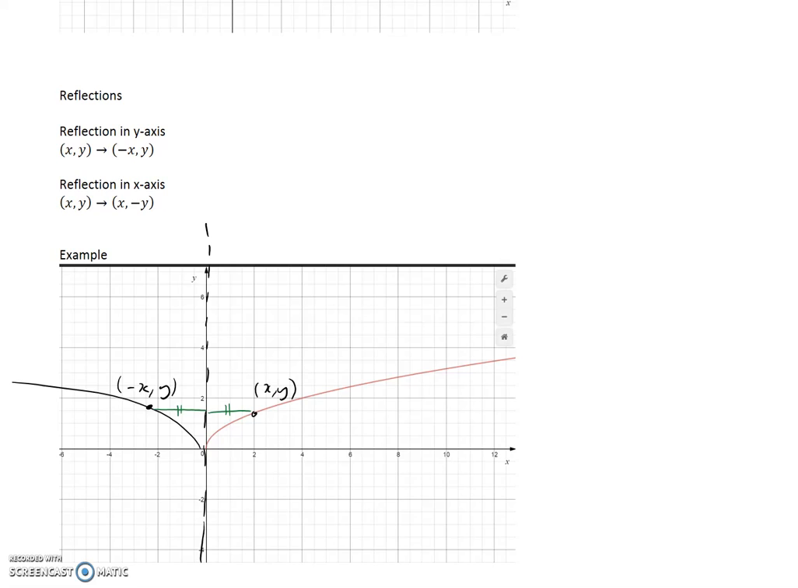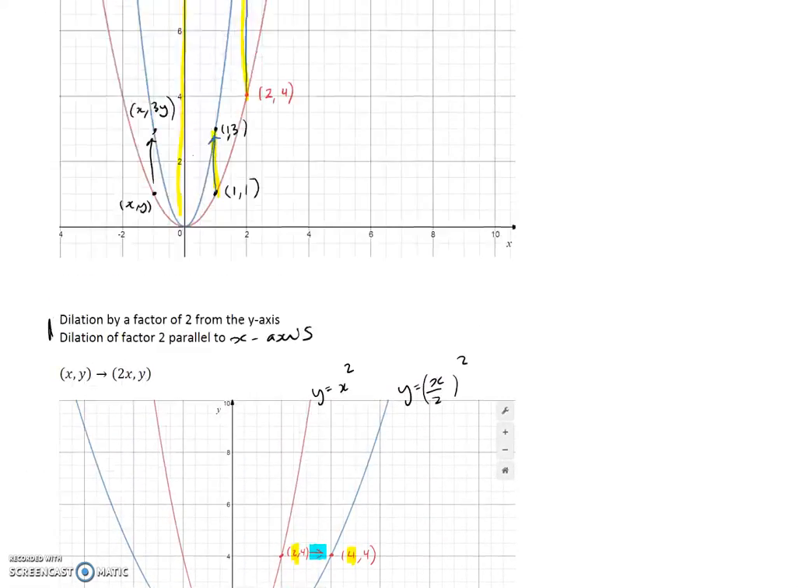A reflection in the x-axis would be the blue one here, and look something like that. And what's happening is that coordinate there gets flipped around, and now the x has stayed constant, but the y has flipped. So a reflection in the x-axis is the x stays constant, but you flip the y. Okay, so that's just a quick little visual video about dilations and reflections.